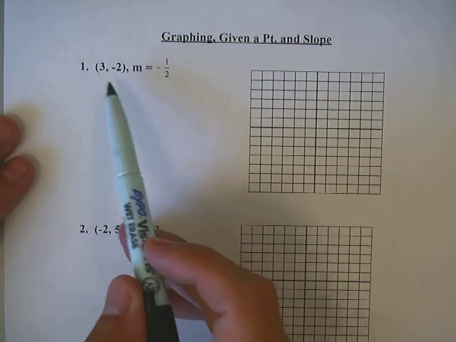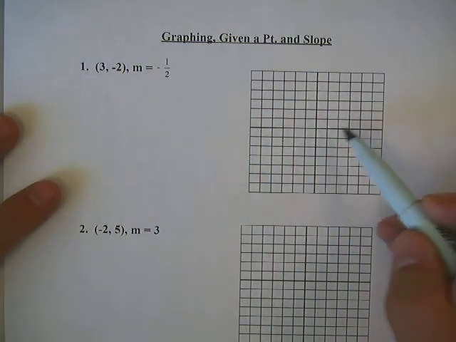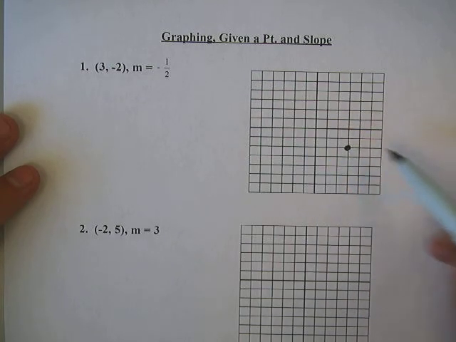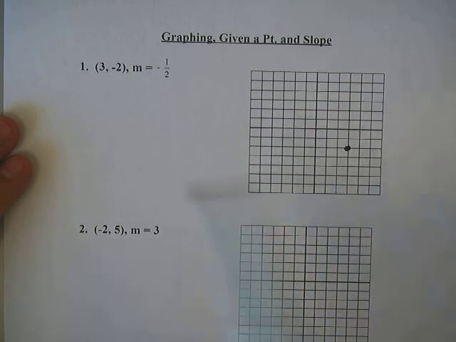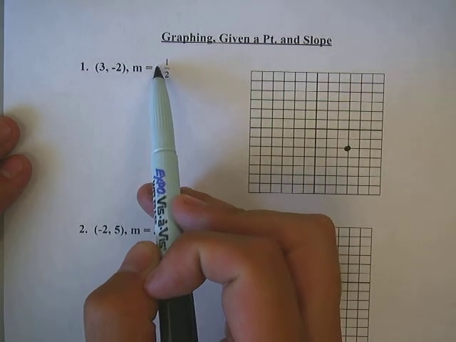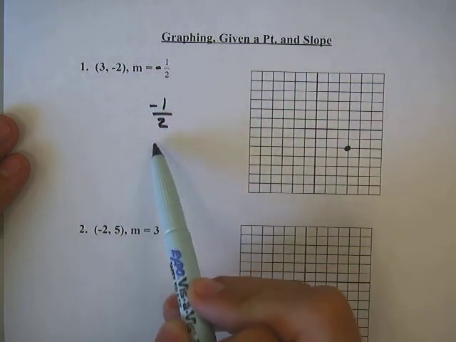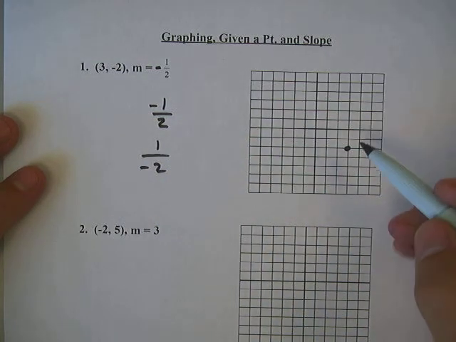So for instance, on this first one, it says (3, -2), and the slope's -1/2. So I'm going to go 3, -2, so that'd be to the right 1, 2, 3, and down 2. And there's my point, and then I'm going to use slope as -1/2. Now if you notice, the negative is right in the middle. So it's your choice on whether you want to make it -1/2 or 1 over -2, your choice.